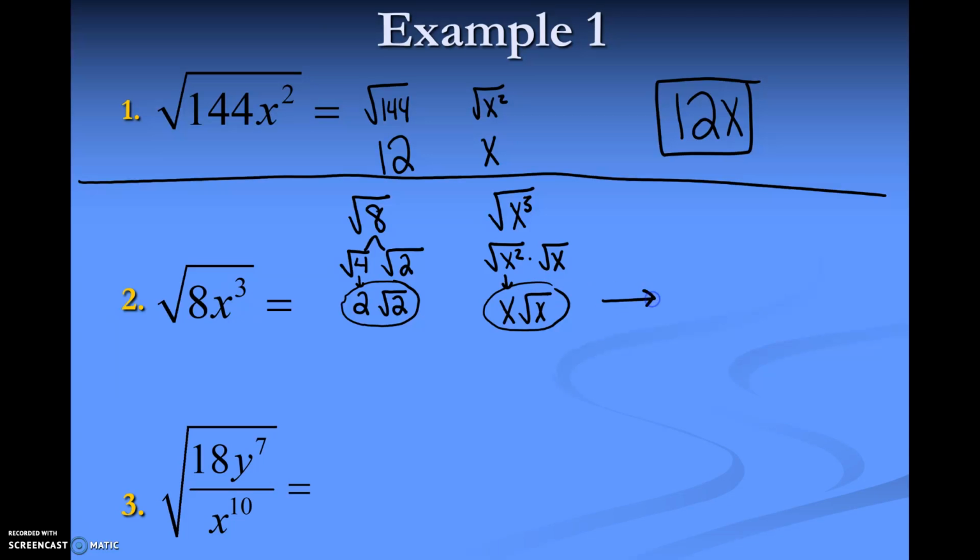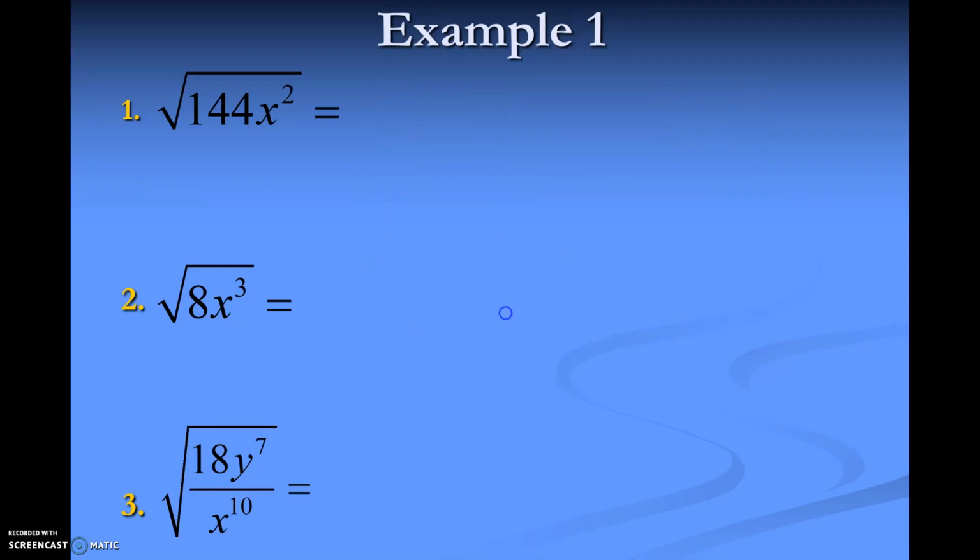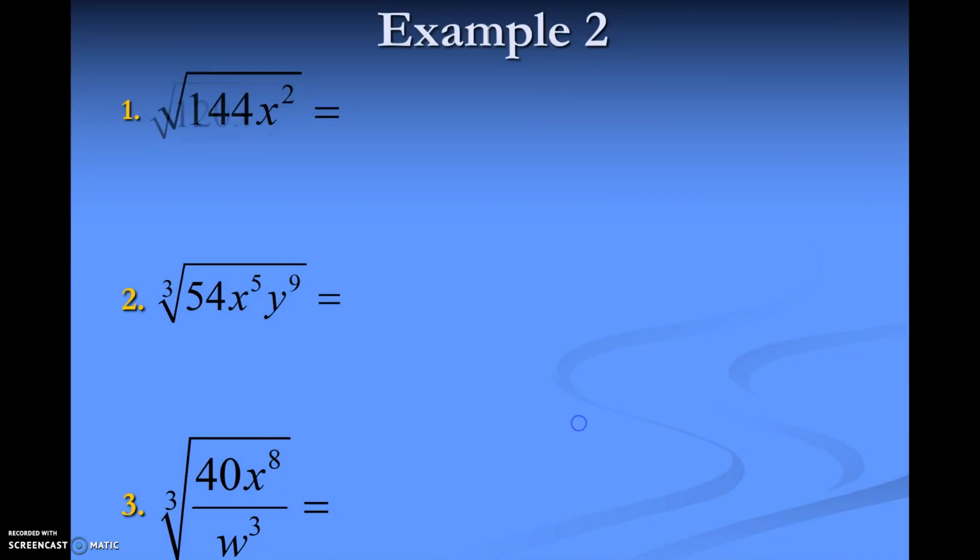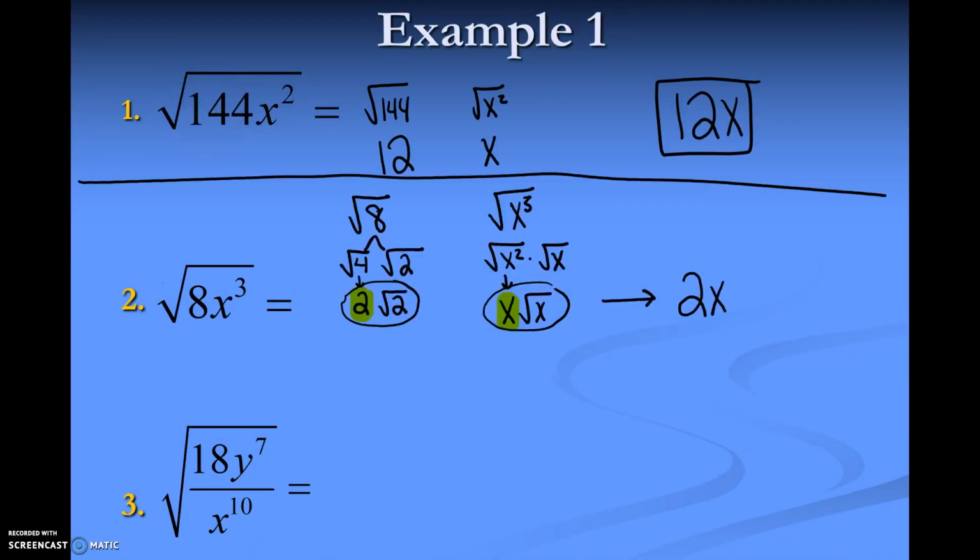To write our final answer, we put the 2 and the x that are not under the radical. We put those first. No, don't go to the next slide. Just highlight what I asked you to highlight. There we go. Then we put a radical, and you put the stuff that's left under the radical: the 2 and the x that are stuck here under the radical.